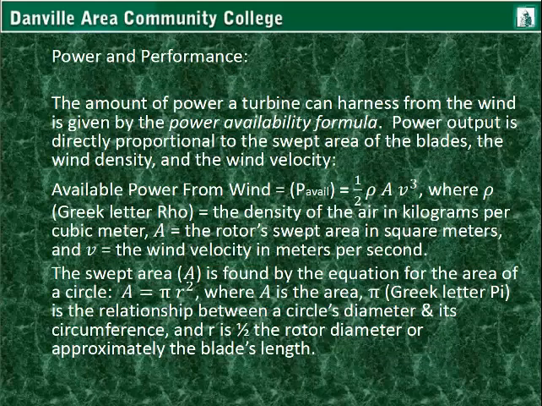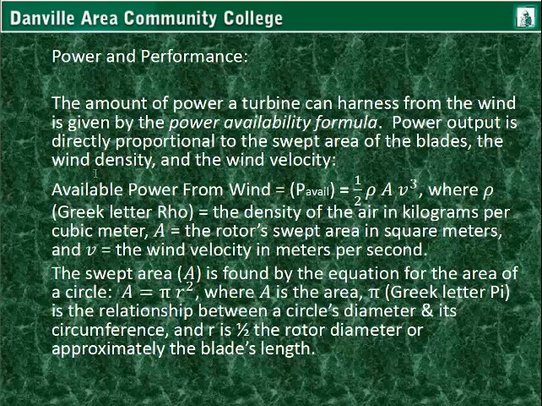Power and performance. The amount of power a turbine can harness from the wind is given by the power availability formula. The power output is directly proportional to the swept area of the blades, the wind density, and the wind velocity. The swept area of the blades means the area that the blades pass through. If you picture a box fan or a ceiling fan running at a high speed, if you look at it head on, it looks almost like a disc or a circle. The area within there is the swept area of the blades.